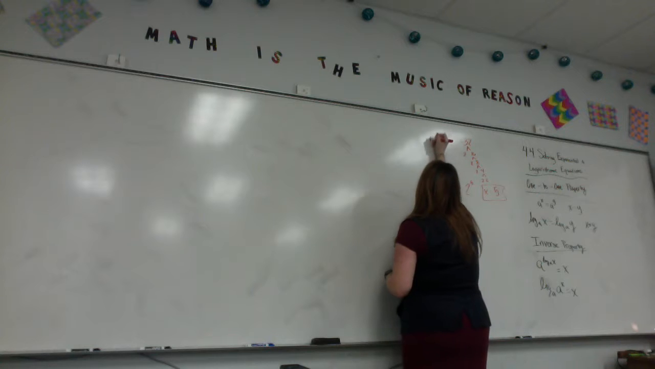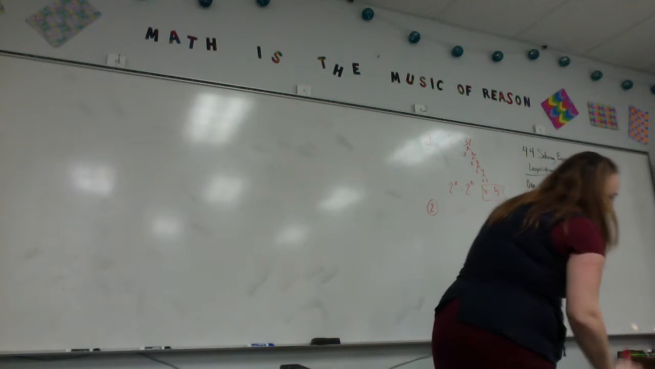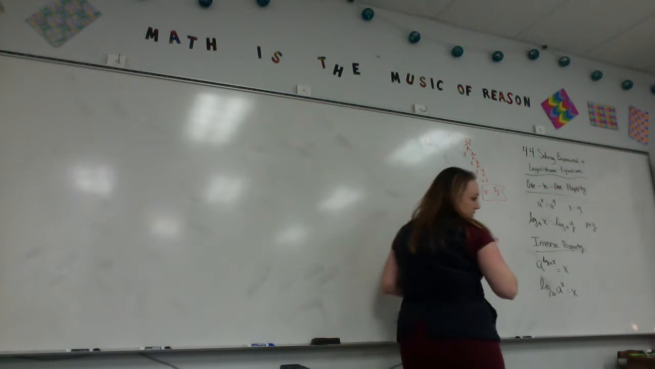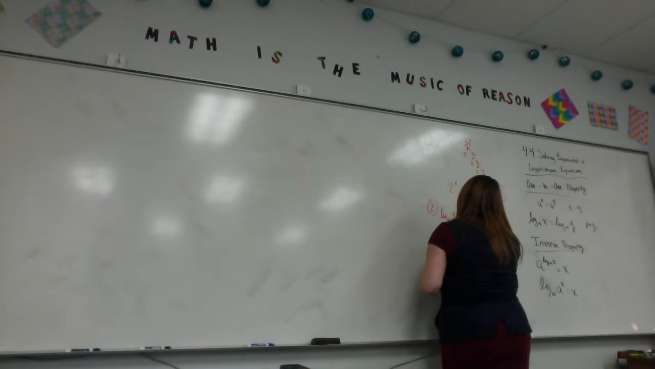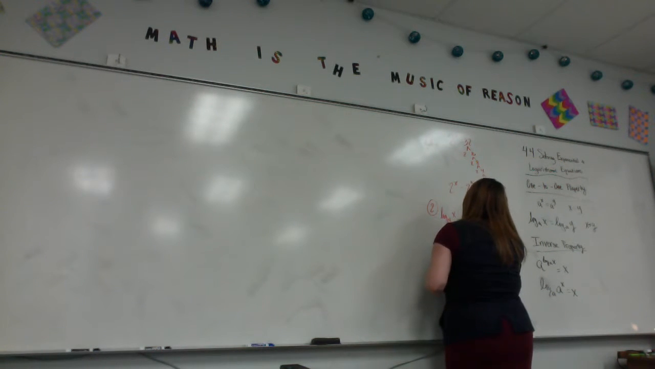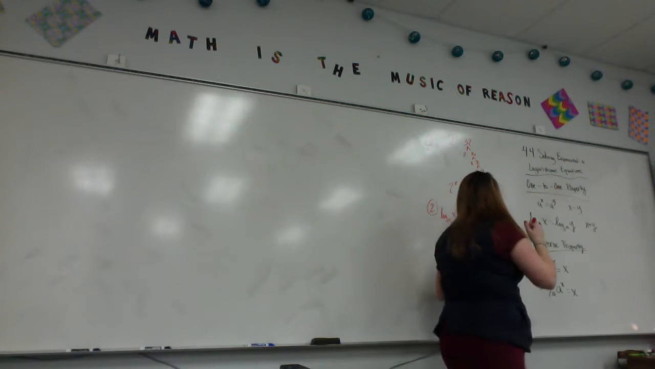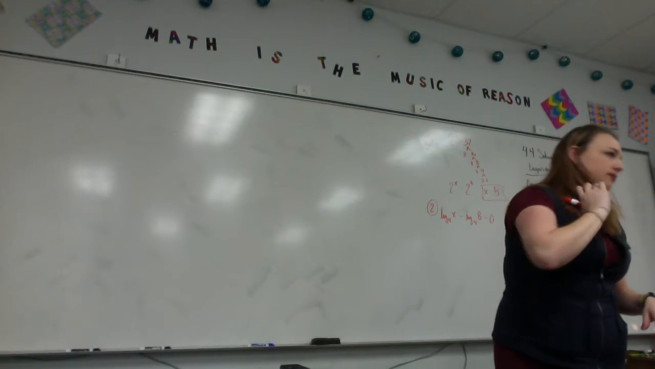Okay, we're going to have lots of examples today. Let's say we have log base 4 of x, and then I have minus log base 4 of 8 equals 0. How do you think I should go about solving this?